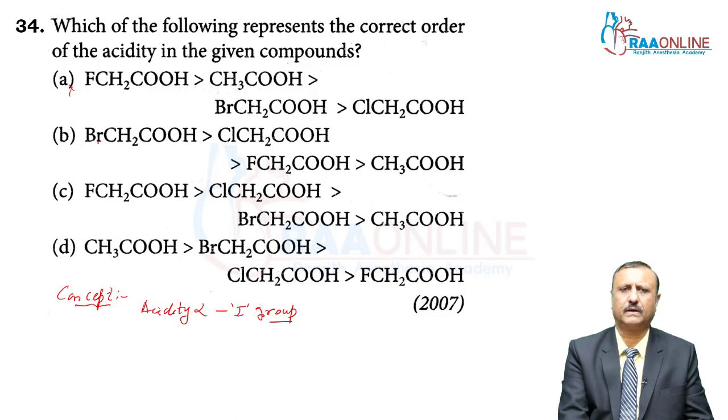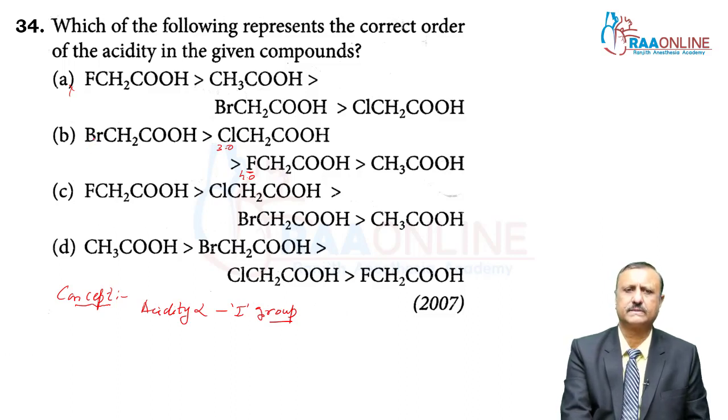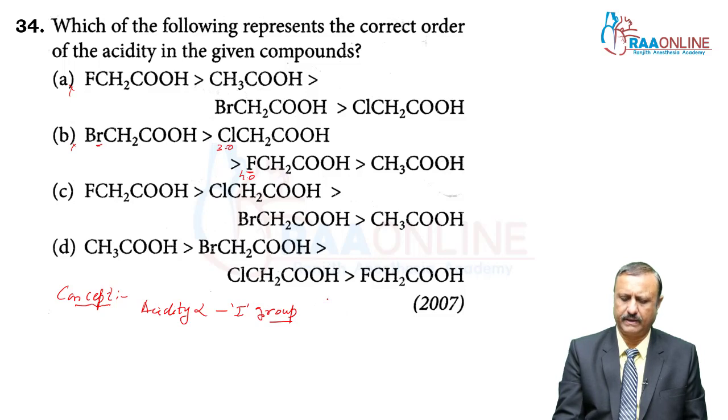So, next, option B: Br, Cl, F and CH3. Here you can see F is 4.0 electron volt, chlorine approximately 3.0 electron volt, and bromine's electronegativity is less than chlorine. So this is also a wrong answer, because here bromine is less. My dear students, it is also a concept: less electronegativity means less minus I effect.